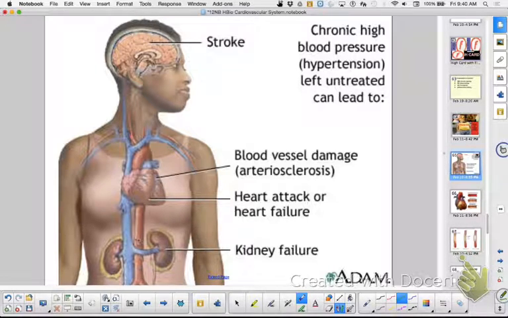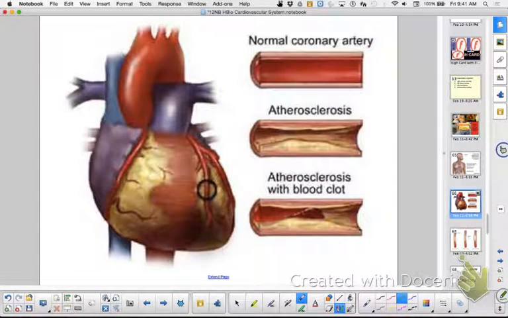So the very first thing we want to talk about is hypertension, which is high blood pressure. What do we call that? Hypertension. If you have hypertension, effects could be a heart attack. It could be a stroke. It could be kidney failure. It could be an aneurysm. These are all things that can happen as a result of that. So what types of things cause that?